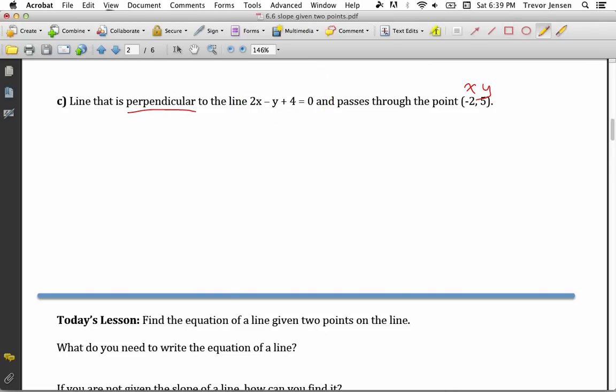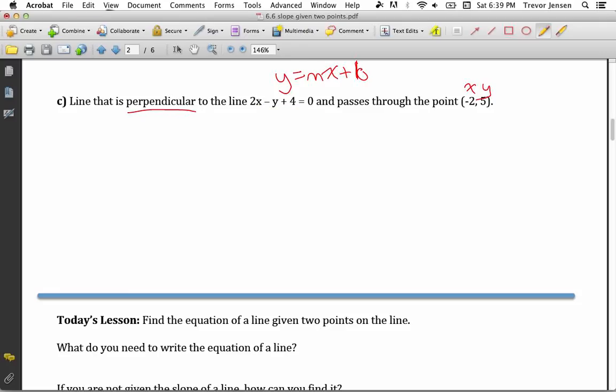Hopefully you remember that perpendicular lines have slopes that are negative reciprocals of each other, and I'll talk about that more in a second. But before I can figure out what the slope of a line perpendicular to this one is, I need to figure out what is the slope of this line. In order to figure out the slope of a line, it needs to be in the form y equals mx plus b. That way you can easily pick out the m value and be able to tell what the slope is. This line is in standard form right now, so I need to rearrange it.